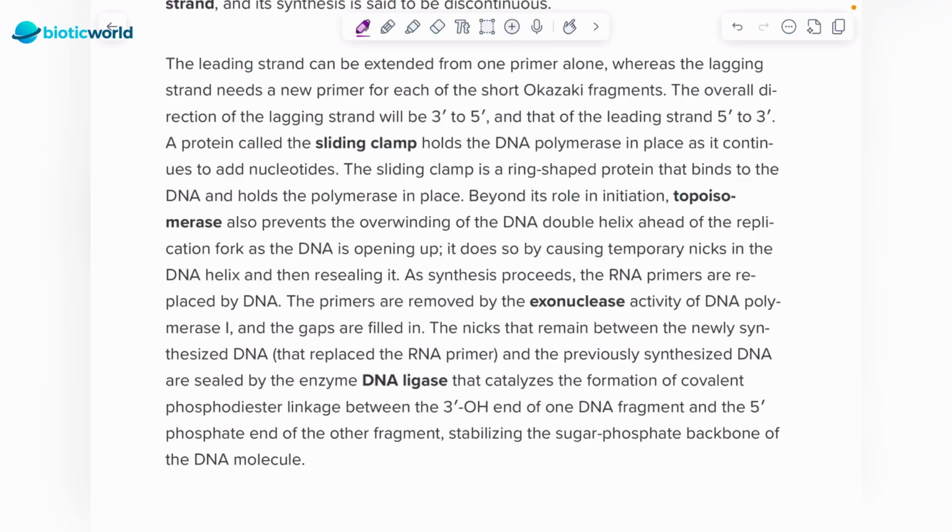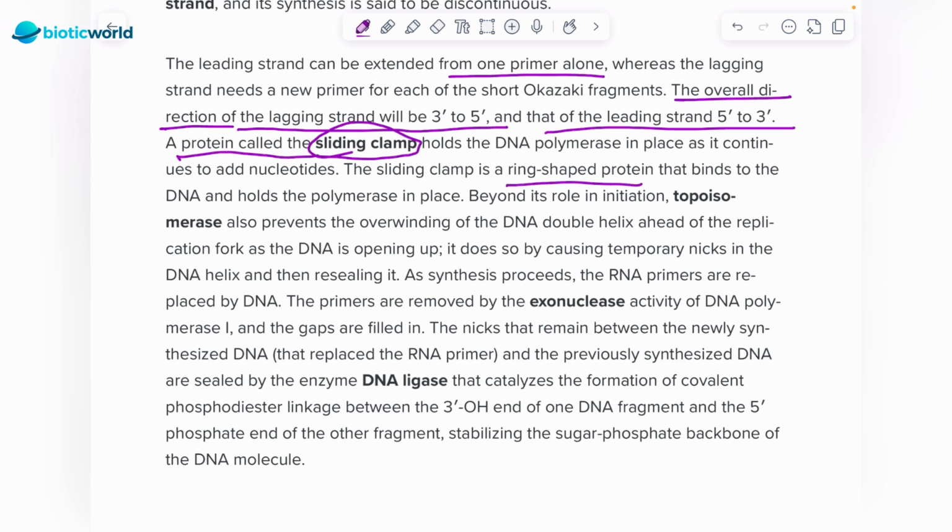The leading strand can be extended from one primer alone, whereas the lagging strand needs a new primer for each Okazaki fragment. The overall direction of synthesis of the lagging strand will be 3' to 5', and that of the leading strand will be 5' to 3'. A protein called the sliding clamp holds the DNA polymerase in place as it continues to add nucleotides. The sliding clamp is a ring-shaped protein that binds to the DNA and holds the polymerase in place.